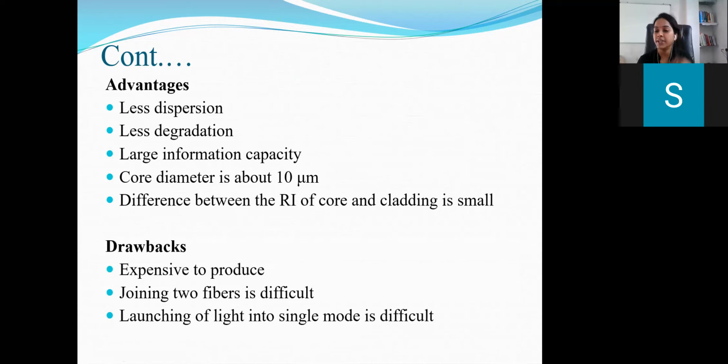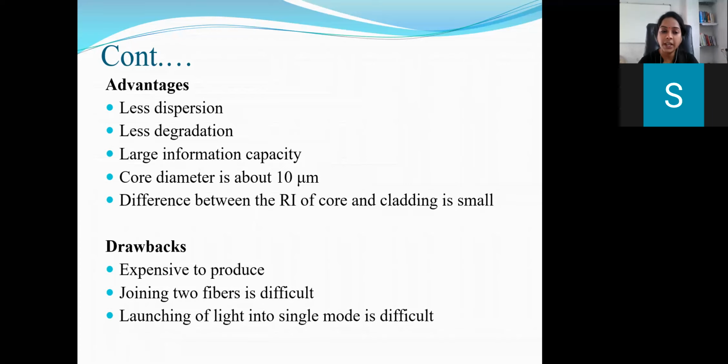So what is the advantage if it is a single mode fiber? The light is traveling in a straight line, so dispersion is less. Dispersion means you all know these properties of light. First is reflection, which is important for optical fiber. It should be there. Then there is refraction, it should not be there. Then there is dispersion. Dispersion of light also should not be there. So if it is traveling in a straight line, dispersion of light is very less in this type of mode.